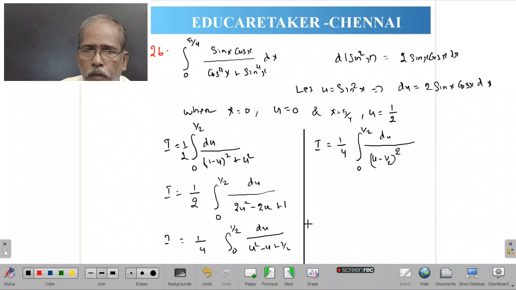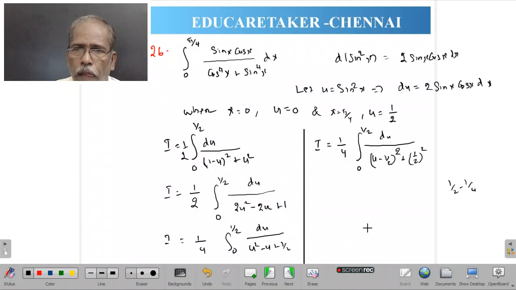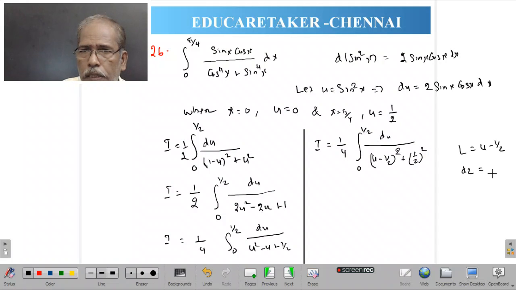Okay, and 1 by 2 minus 1 by 4, 1 by 2 minus 1 by 4 is nothing but 1 by 4. Plus 1 by 4, which is written as 1 by 2 the whole square. And dear student, u minus 1 by 2 is taken as L. L means linear. What is dl? If we take L as u minus 1 by 2, then dl is the same as du.